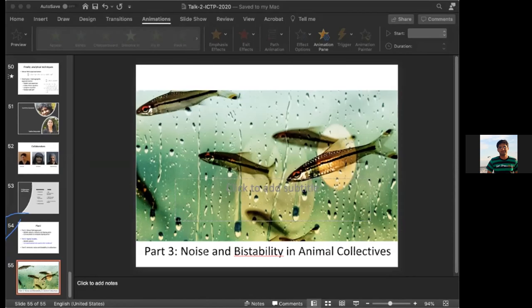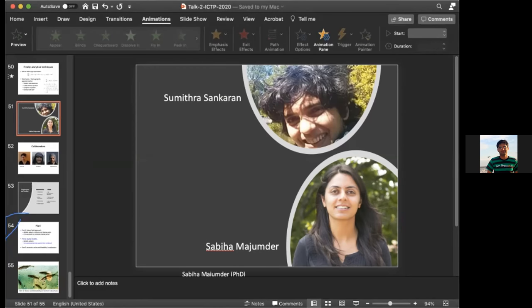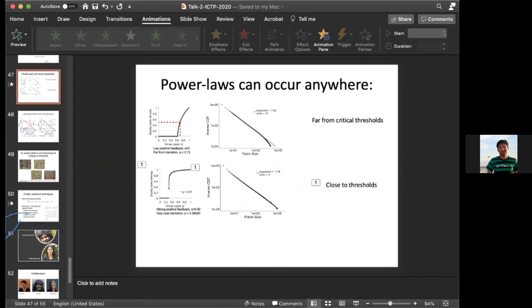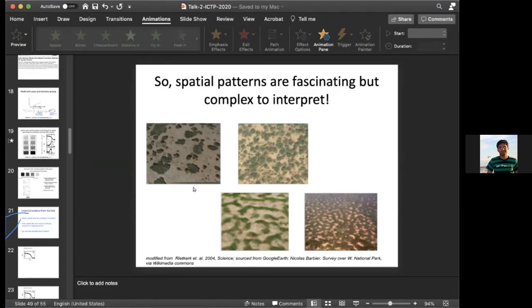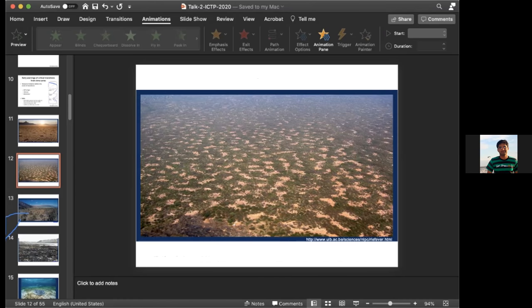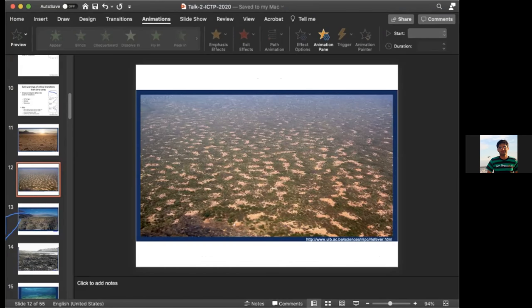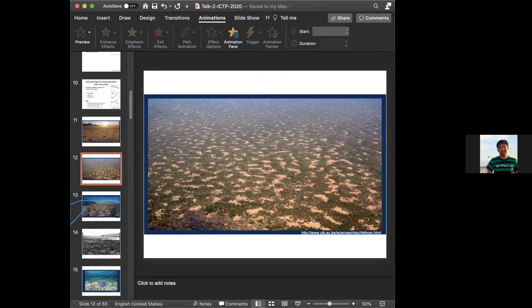Clearly, there are many common principles and common patterns. You look at zebra coat patterns or some of the patterns I showed you in the beginning. Look at these patterns. Some of these are even like the coat patterns in zebra. We now know that the coat patterns in many animals and these kinds of vegetation patterns can both be explained by mechanisms such as Turing instability, Turing patterns. So there is generality and there is universality in the spatial pattern formation.